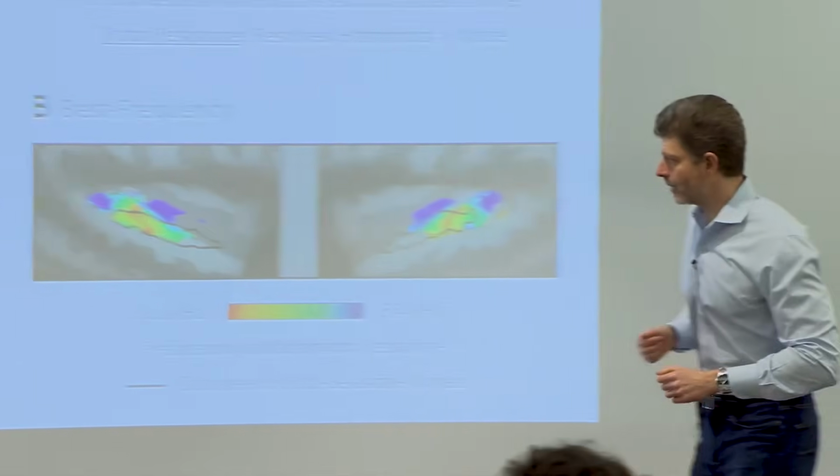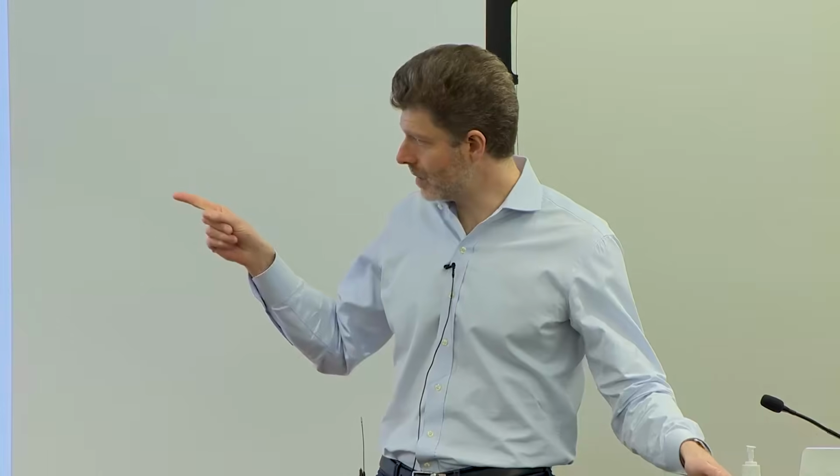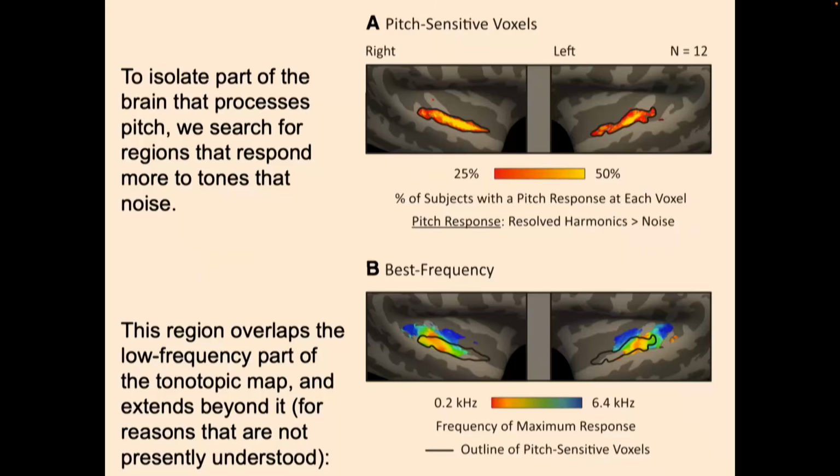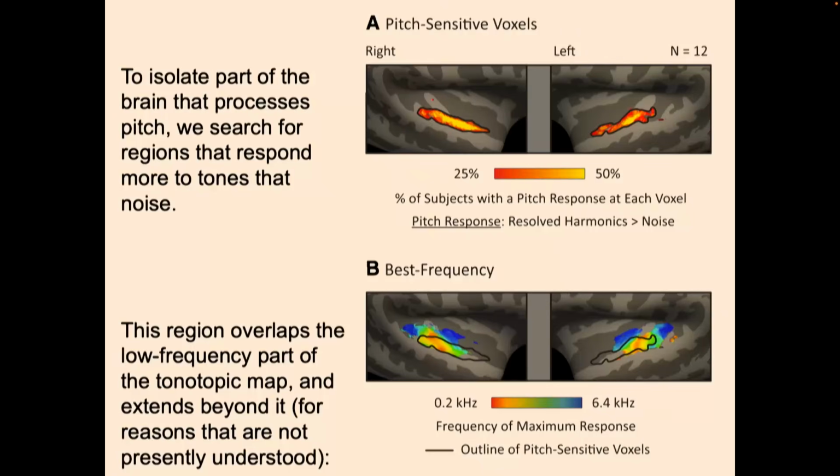Okay? And you can see that this region that is responding more to tones than to noise, that a lot of people have hypothesized is involved in pitch perception, overlaps with the low frequency part of the tonotopic map and then kind of extends beyond it. Okay? So again, the reasons why this is where it is are not well understood. But it's a regularity that is there and is kind of interesting.